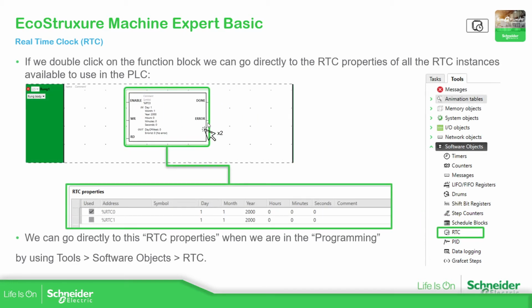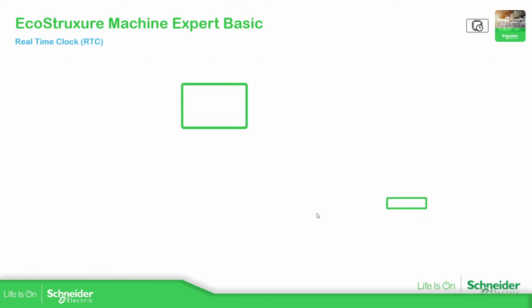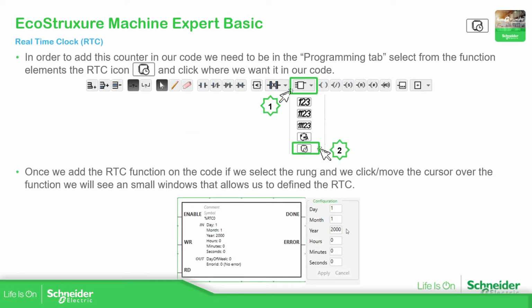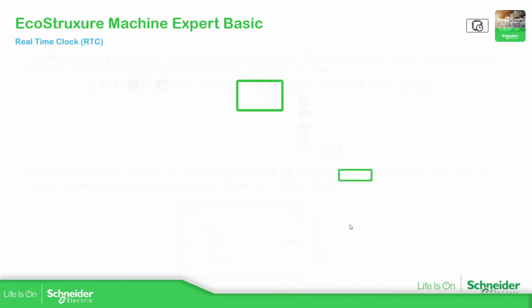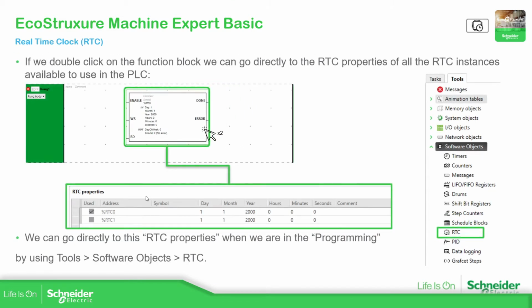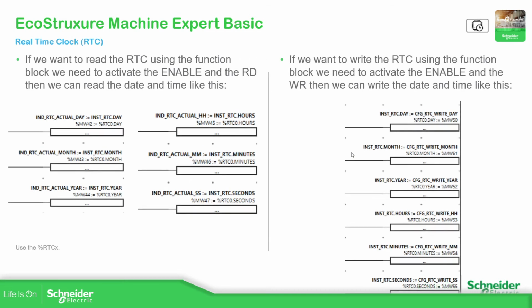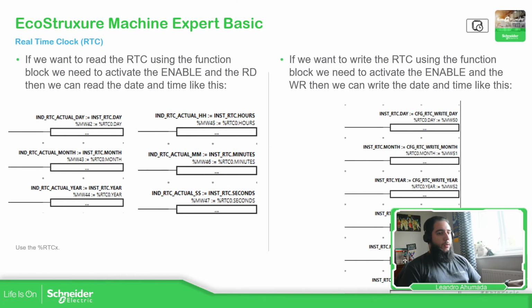Now, let's continue this. If we double click on this function block, we can see the same that we had in the past in this small window, but here are all the instances that we are able to see. And this is important to have the pre-default configuration for the timer. Let's continue this. Now you can ask how I can get access to the date and time information.